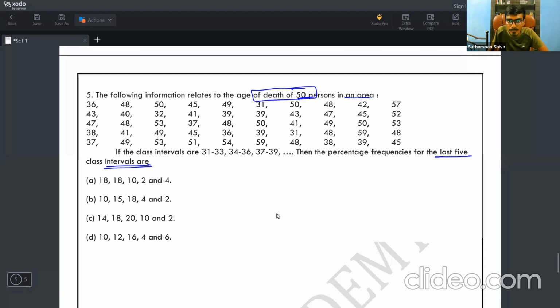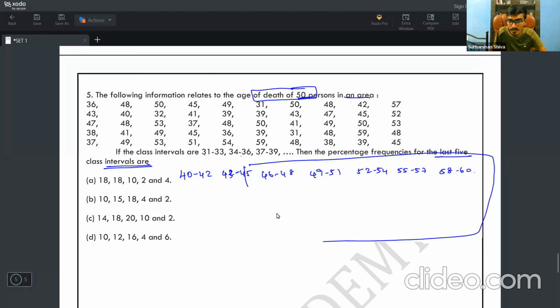There are 50 people. So if I go for the values, I will start from the last. It will start from 40, 41, 42. Then 43 to 45, then 46 to 48, 49 to 51, 52 to 54, 55 to 57, 58 to 60. That's the range. Here we are only concerned about the last five.